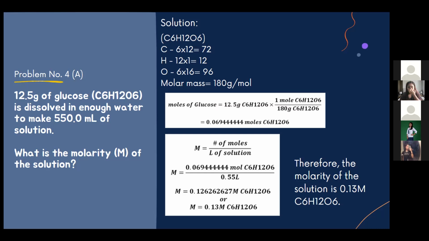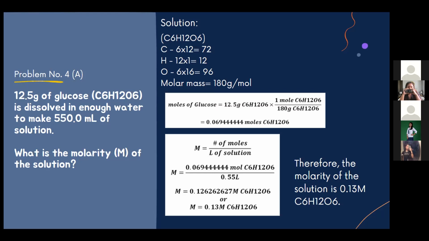The next thing to do is to write the subscript of H, and it should be multiplied by its atomic weight, which is 1. So 12 times 1 is 12. Next is for the oxygen, which has 6, multiplied by its atomic weight. 6 times 16 is 96. So we are going to add up all the answers. 72 plus 12 plus 96 will equal 180. So the molecular weight of glucose is 180 grams per mole.